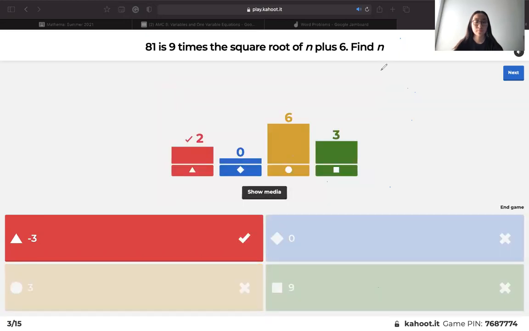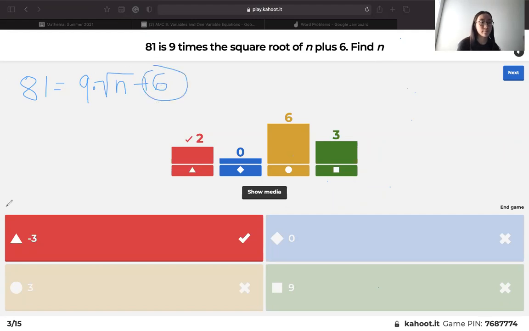So the answer for this was -3, and we'll go over it. Some of you might not know what the square root of n means, but that basically means the positive number that when you square it equals n. So our equation here would be 81 is equal to 9 times the square root of n plus 6. So first we'd subtract 6 from both sides.